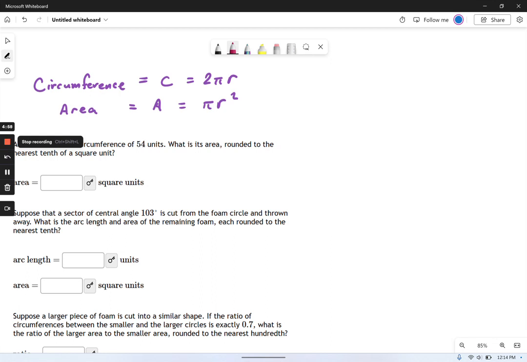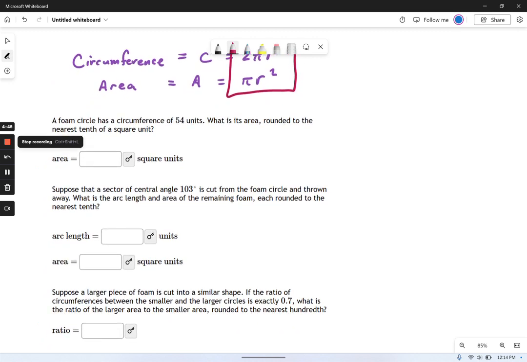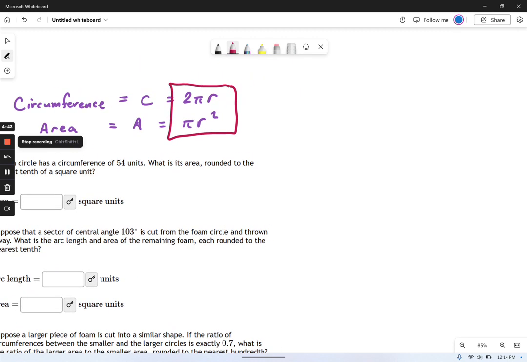Circumference and area of a circle are need-to-know formulas. You have to memorize these things. You're going to be tested on them several times during high school. So let's use these in this problem right here. It says there's a foam circle with circumference 54. What's the area? Well, use these equations.